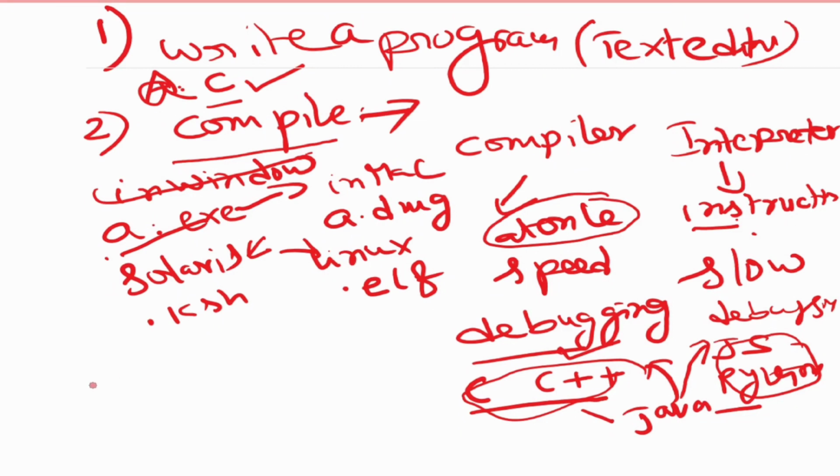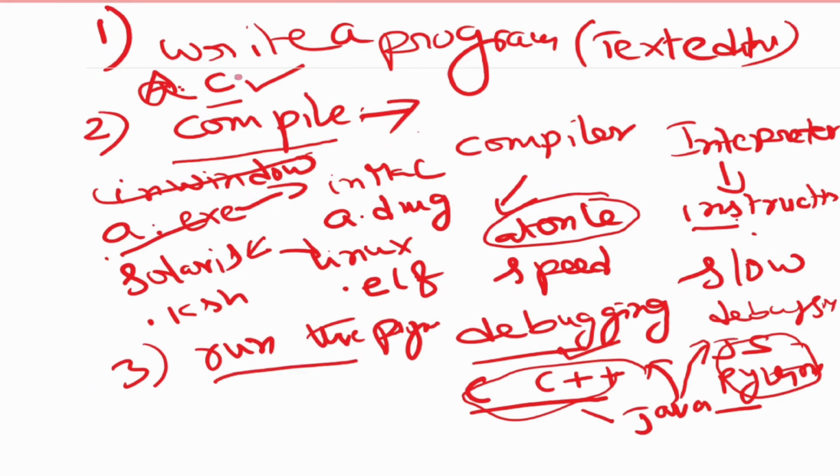The third step is, after compiling, we have to run the program. So there are three steps involved in our program. First, we write a program using a text editor. Next, we compile the code. Then we run the program. All three things we have to do for each and every program.